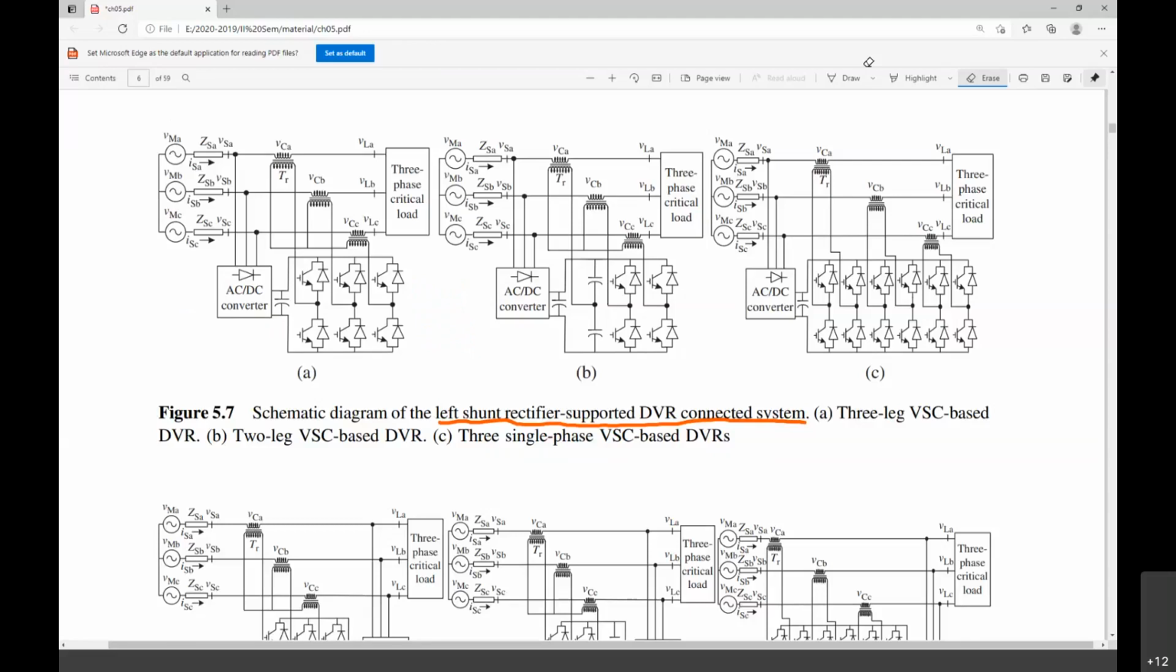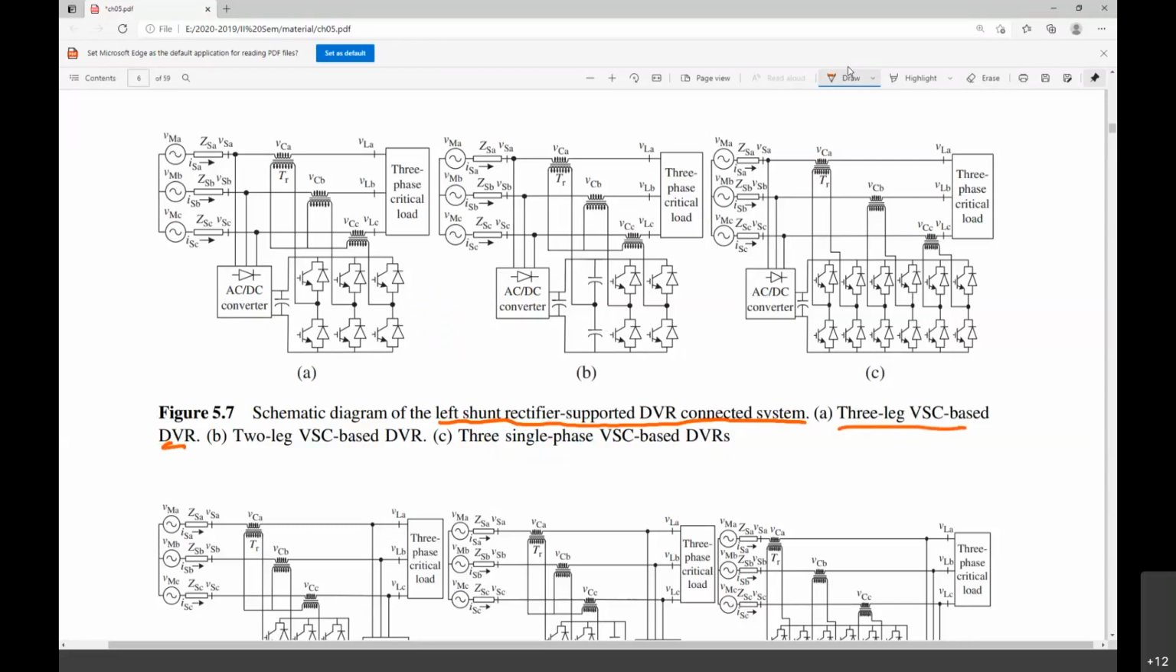And then they mention it as a 3-leg VSC. These are all 3-phase systems. This is about a 3-phase system. This is a 3-phase system. This is also a 3-phase system. There is no neutral. This particular topology is a 3-leg VSC based DVR.